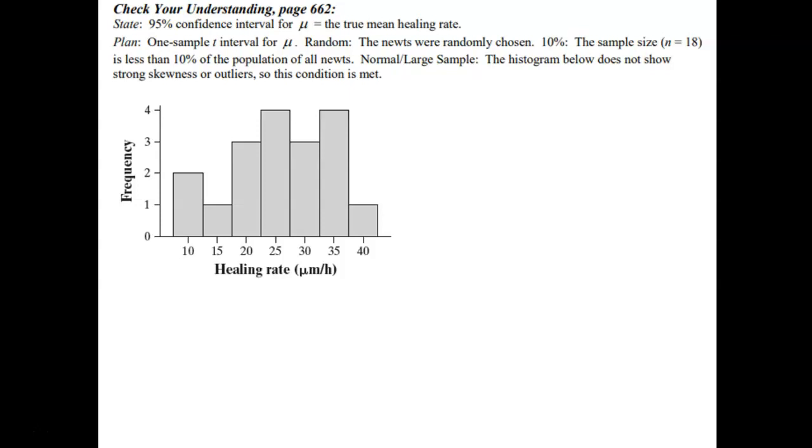Randomization was check because they randomly chose them, I guess. 10%: the sample size is less than 10% of the population of all newts. I guess so. Not if you keep cutting into their skin, people. Normal and large sample was not met, however, for the large sample part of that, so they had to draw some sort of a distribution. They went with a histogram. And we're noticing here, I don't see any crazy skew, and I don't see any obvious outliers. So we're going to say that this condition has been met because of the way the distribution looks.